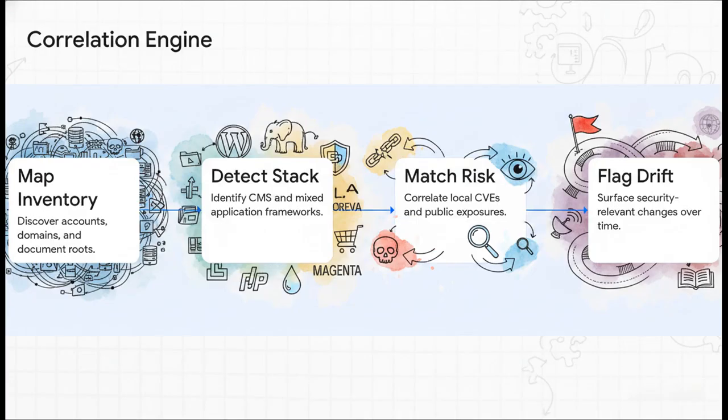Next, it detects the stack. And we're not just talking WordPress here, but mixed environments like Laravel, Symfony, Drupal, or Magento. Then it correlates local CVEs and public exposures directly to those specific components. Finally, it flags suspicious drift over time. This process perfectly connects abstract vulnerability data directly to a specific website and a specific customer owner.